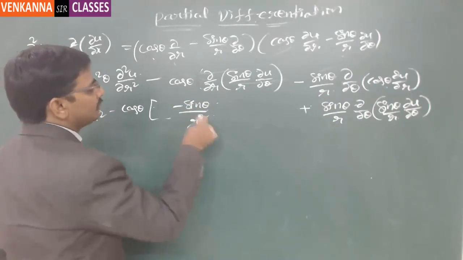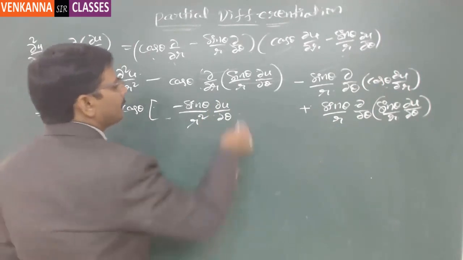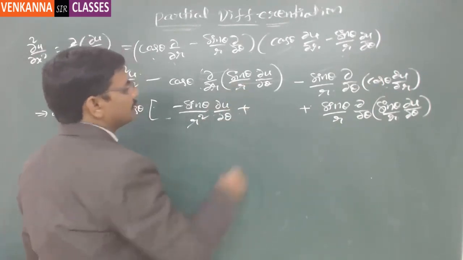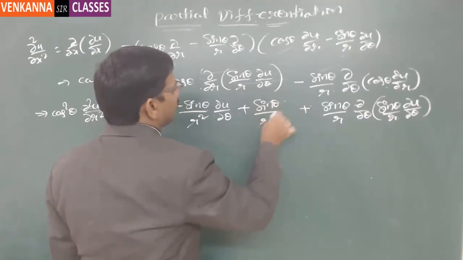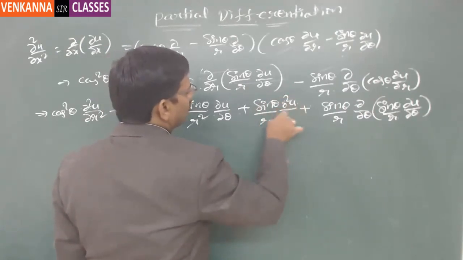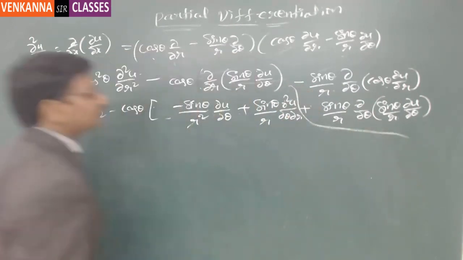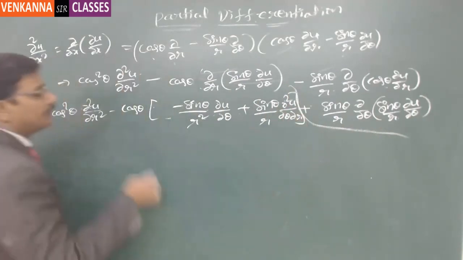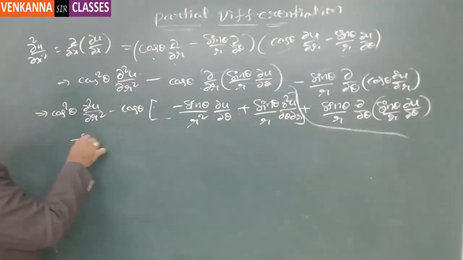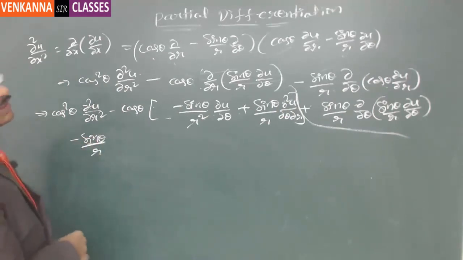Minus sin theta by r square into dou u by dou theta, and then plus sin theta by r into dou square u by dou theta dou r. So this is applying the uv formula on this, and then minus sin theta by r into dou by dou theta of cos theta into dou u by dou r.